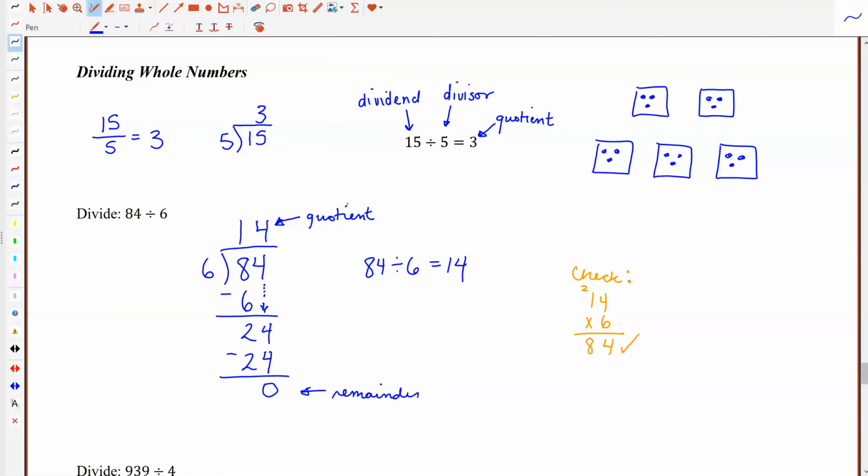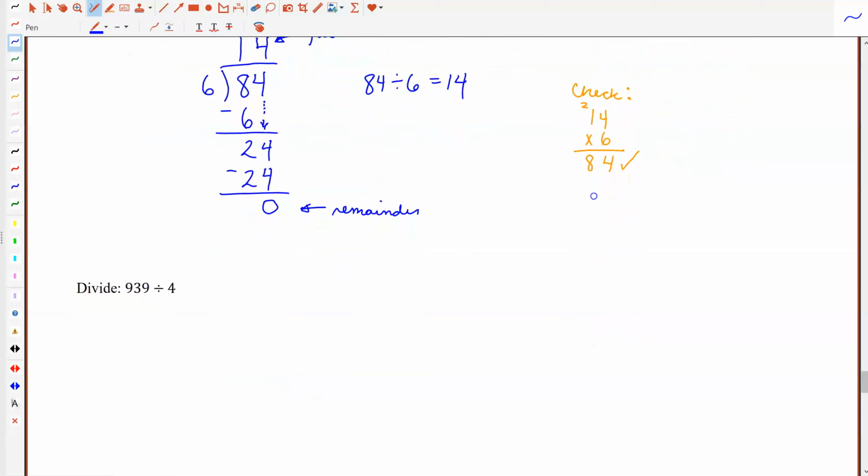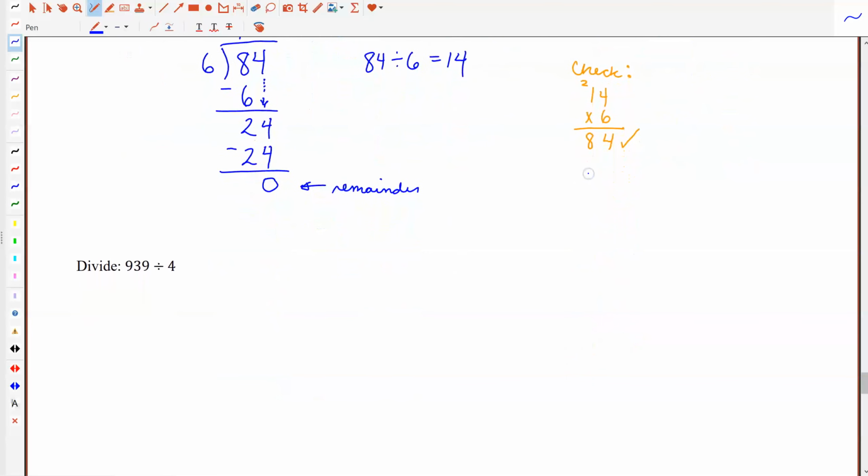Alright, let's try a number just a little bit longer. We'll divide 939 divided by 4. So we'll set it up the same way. The 4 will go on the outside of the division bar, the 939 will go underneath. I'm going to first look at, does 4 go into 9? And it does. It will go in 2 times. 4 times 2 is 8, so I'll put that down and then subtract going down. Notice I'm ignoring these other 2 numbers, I'm just looking at the 9 at this point.